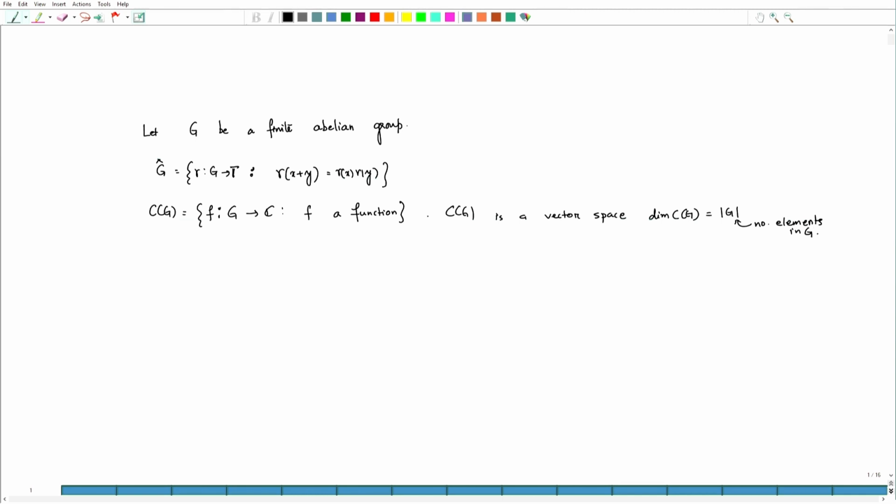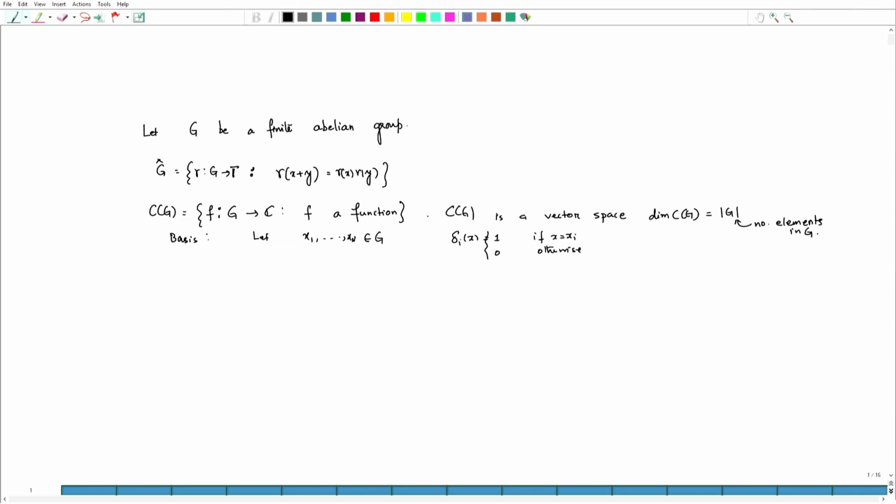Just like before, you take the evaluation functions delta i of x. The basis is very clear: let x 1 to x n be the elements in G, which is finite, and define delta i of x equal to 1 if x equals x i and 0 otherwise. Then that is going to give you a basis for C G.